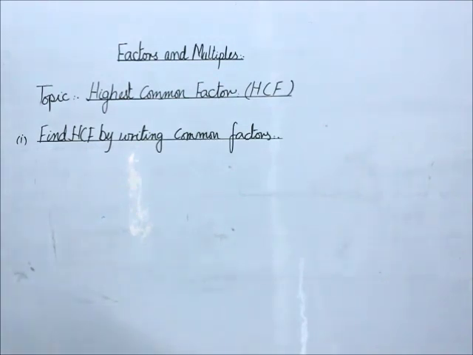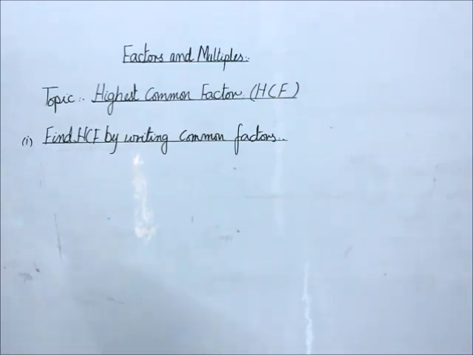HCF stands for highest common factor, and we can find the HCF of two or more numbers by the following three methods. Number one, by writing their common factors. Number two, by prime factorization method, and number three, by division method. So I'll explain all these three methods to you one by one.